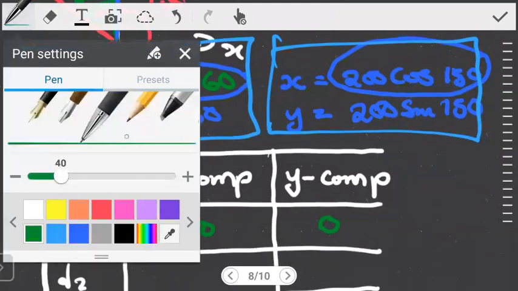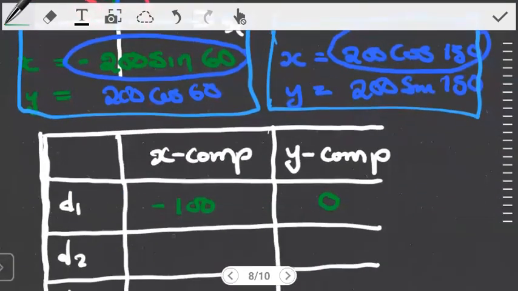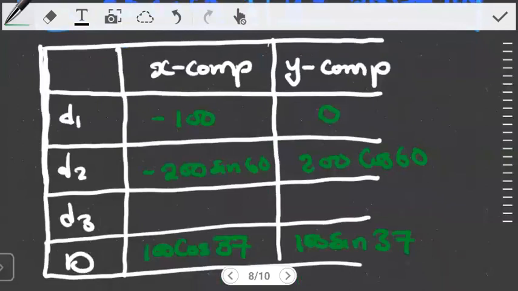Okay, so how does it go? The x component, we have negative 200 sine 60. The y component, we have 200 cos 60. Now we want to find d3. Nothing about d3 is given to us, so I can just assign variables here. Let me just say this is x and this is y. Of course, x here represents the x component of d3, and y represents the y component of d3.